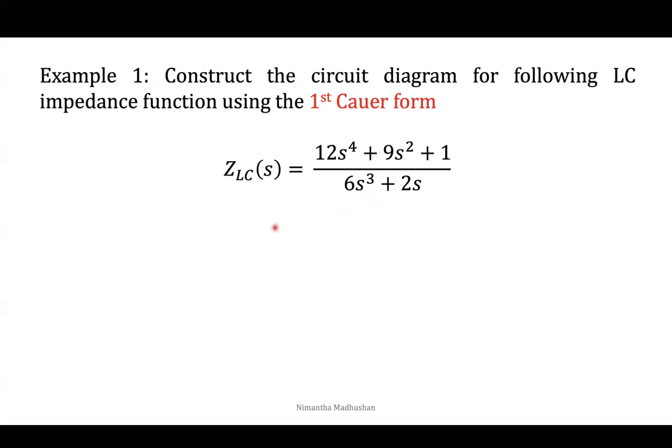In a previous video, I explained the same example with the first Foster form. In this example, I discuss how to obtain the final circuit diagram using the first Cauer form. This is the LC network. It has only inductors and capacitors. In the Foster form, we are using partial fraction expansion for the impedance function. But in Cauer form, we are using continued fraction expansion for the first Cauer form.